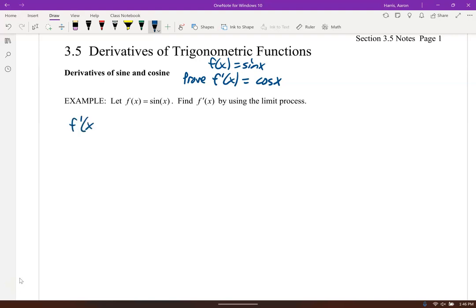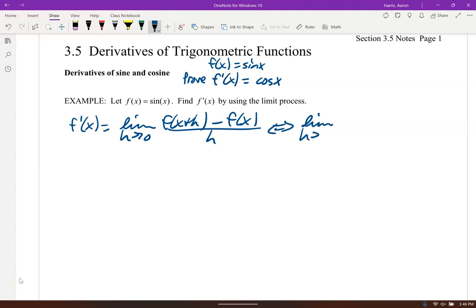So the derivative is the limit as h goes to 0 of f of x plus h minus f of x, all over h. So this will become the limit as h goes to 0, f of x plus h, so we'll have sine of x plus h. Remember, sine of x is our original function, minus the sine of x. This is all over h.